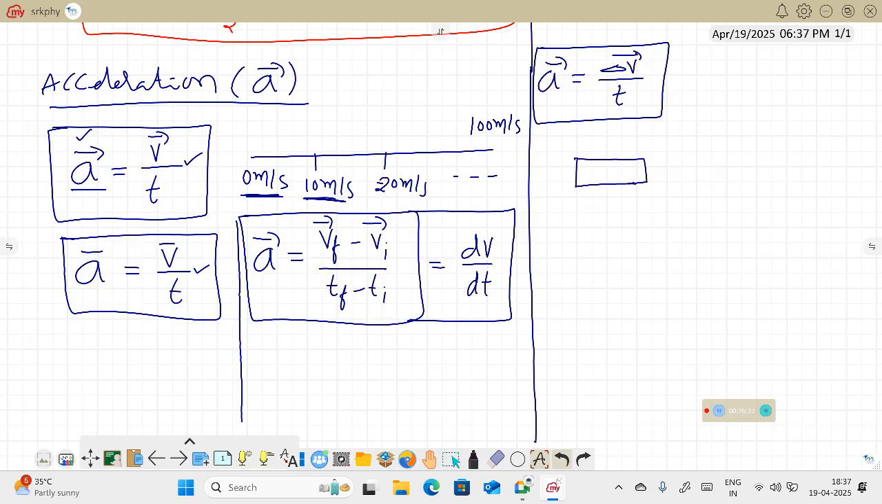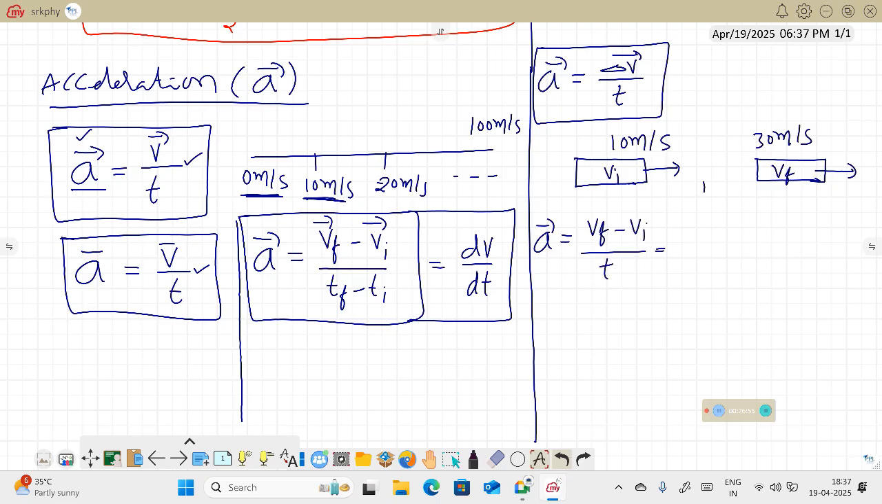This is one vehicle initially moving with a speed of 10 meter per second, with a speed v1, take vi as initial. Finally, the speed of this one becomes 30 meter per second. That is v final, in the time of 1 second. So what is acceleration in this case? Acceleration is equal to, what is the formula we discussed? V final minus V initial by time. So what is V final value? 30. Initial value 10, by 1. So that is equal to how much? 20. Okay, 20 by 1. Along with that, the unit of this one is meter per second square.